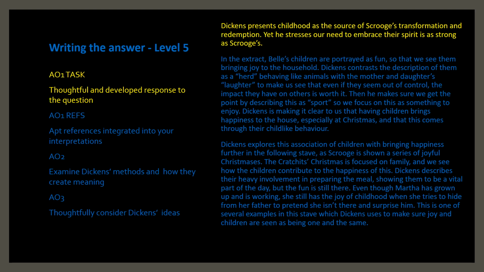The but point, here the yet point, is really one that's intended to push to the highest parts of level 5 and maybe even open opportunities for 6. That he's also stressing our need to embrace their spirit as strongly as Scrooge's. So in other words, Dickens is really talking to us as much as Scrooge, to say that we need to embrace childhood and we can be transformed and even redeemed. So that's quite a complex idea. Okay, let's have a look at how the extract section might go.